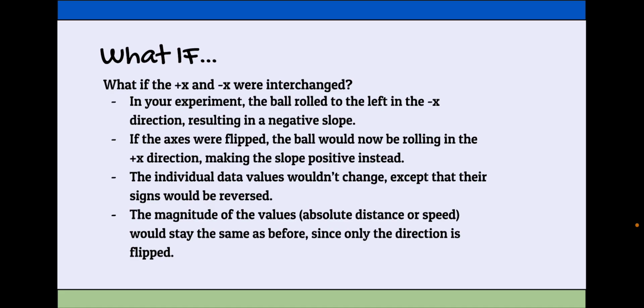Some what ifs. So what if the positive x and the negative x were interchanged? In my experiment, the ball rolled to the left in the negative x direction, resulting in a negative slope. If the axis were flipped, the ball would now be rolling in a positive x direction, making the slope more positive. The individual data values won't change, except that their signs would be reversed, and the magnitude of the values, or the absolute distance or speed, would stay the same as below, since only direction is flipped.